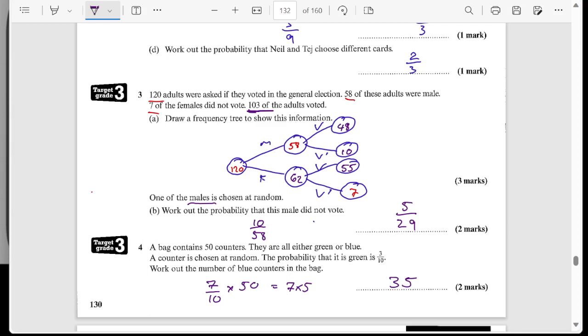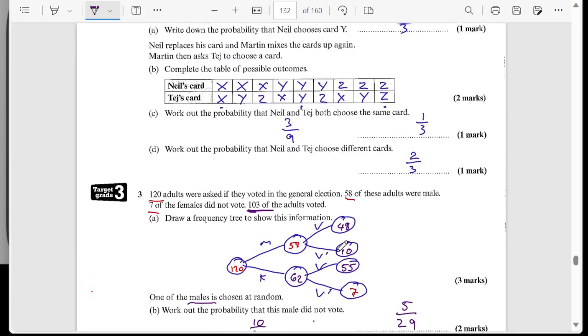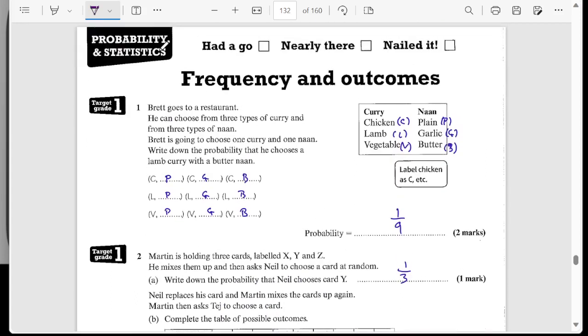There we go. I hope you found that useful. So again, that is taken from the Foundation Tier Revision book from Edexcel. This is topic 130 or page 130, and that's on frequency and outcomes.